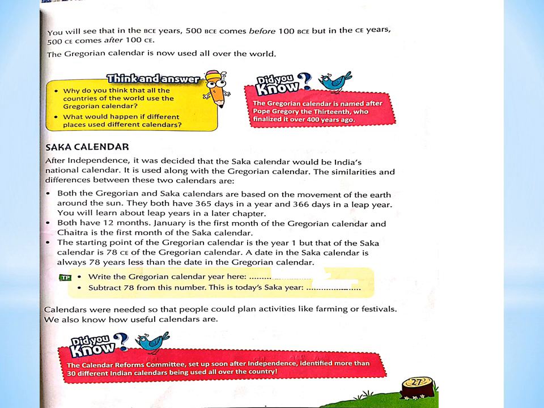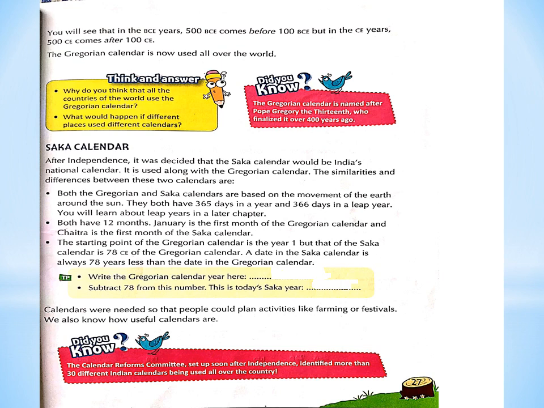Okay. Now we will move to Saka calendar. After independence, it was decided that the Saka calendar would be India's national calendar. It was decided that we will no more follow the Gregorian calendar. What will we follow? We will follow the Saka calendar. Actually, it is used along with the Gregorian calendar.